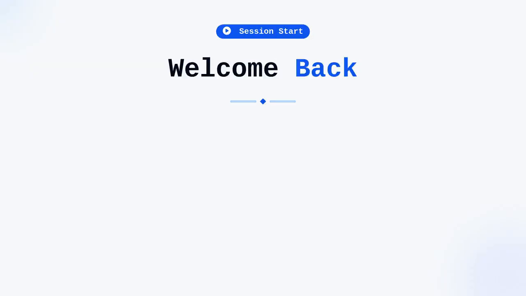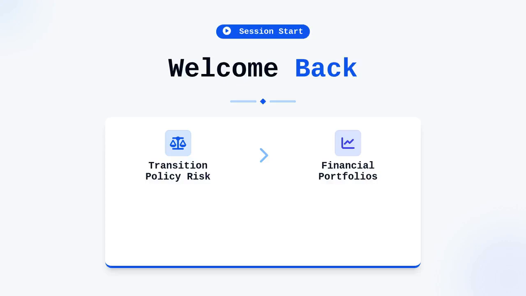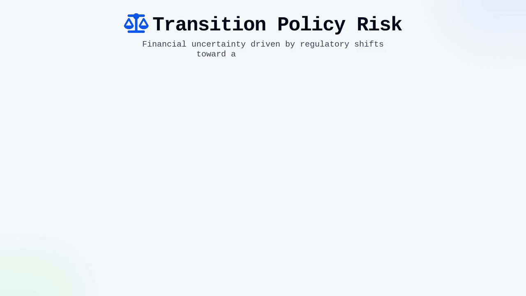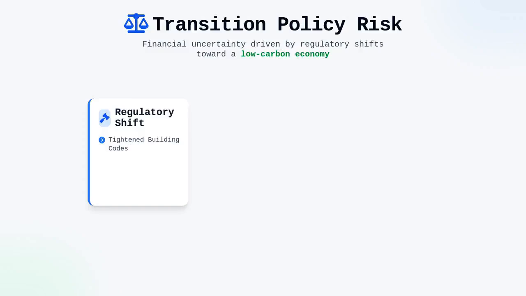Welcome back. Today we address the critical components of transition policy risk and its impact on modern financial portfolios. Transition policy risk represents the financial uncertainty associated with the shift toward a low-carbon economy through regulatory and legislative channels. When governments introduce rapid shifts in climate policy, they create sudden compliance burdens that fundamentally alter the profitability of existing business models.